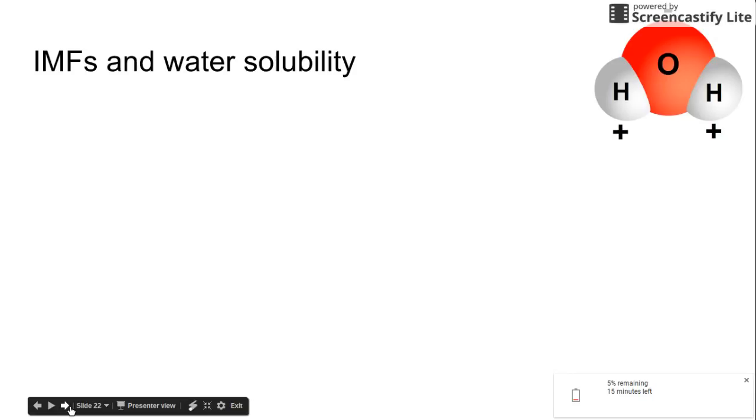Now let's talk about intermolecular forces and water solubility. So we want to think about water looking like this, where we have our partial negative oxygen, and our hydrogens here, which have positive charges. So there are 2 poles of the molecule.